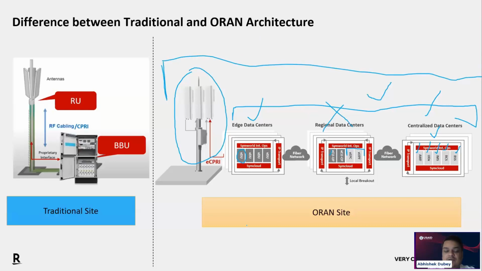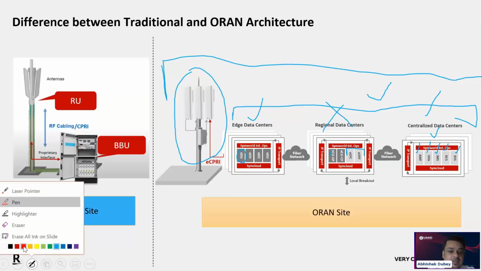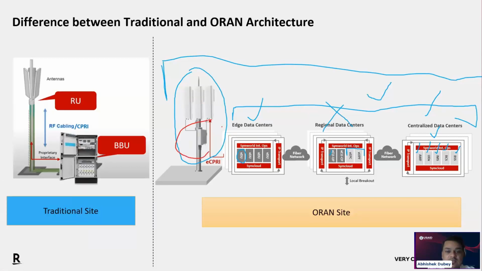Okay, and if you talk about what the LTE eNode B or 5G gNode B is in the O-RAN, let me change the color and tell you. So this RU, DU, and the CU, these three make one eNode B or one gNode B. So this is the difference between our traditional and O-RAN. Okay, I hope you get it.